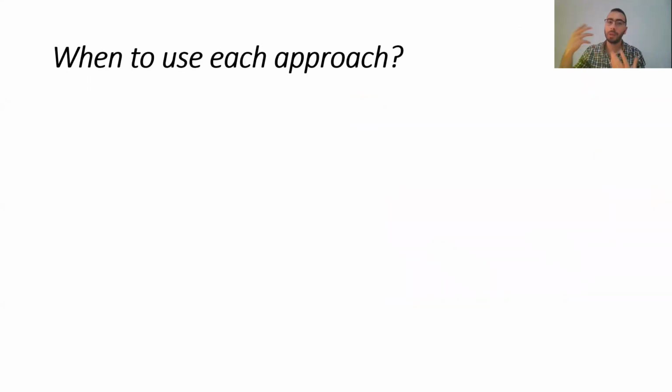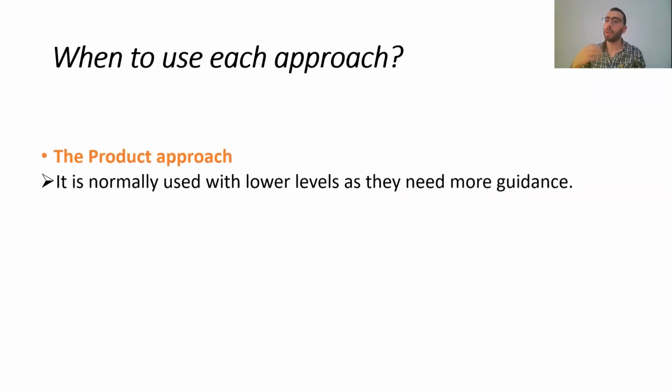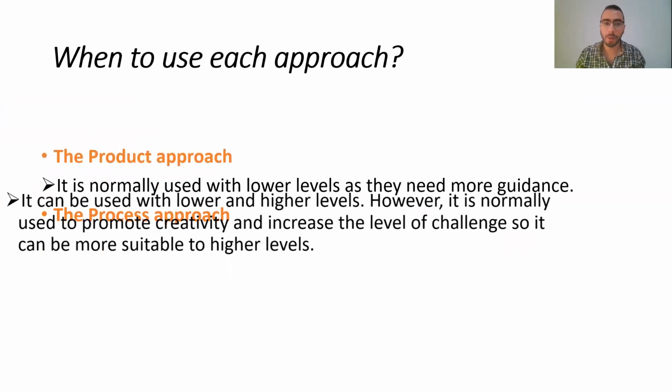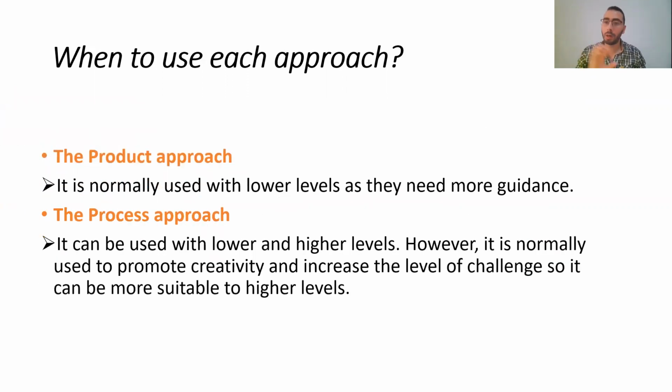Now, if we consider what we have just said and decide when to use each of these approaches, we'll find that first, the product approach can be used with lower levels because it gives them a lot of help, a lot of guidance, because they have a text and they can use it to imitate. Now, if we think about the process approach, this can be used with both, again, lower and higher levels, but we normally use it with higher levels because it's a little bit more challenging. It promotes creativity, and it's just more suitable for higher levels.